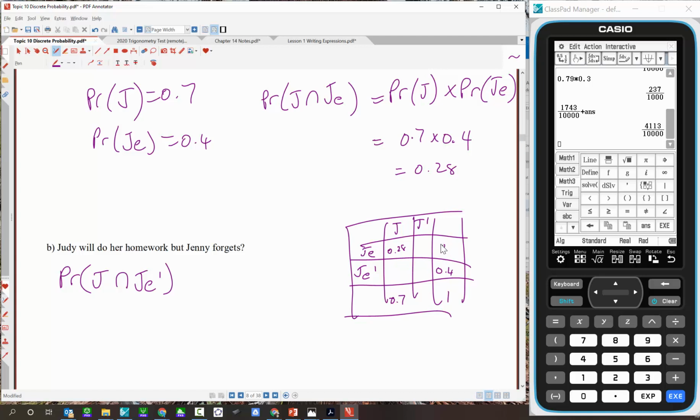That's 0.28. And what do I want? I want Judy and not Jenny. I want this one here. So that's going to be 0.7, take away 0.28, 0.42. So Judy will do her homework, but Jenny forgets is going to be Judy and not Jenny. So yeah, I've just used the table to get the relevant information there.